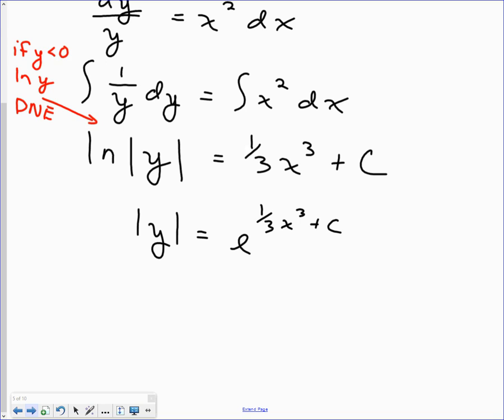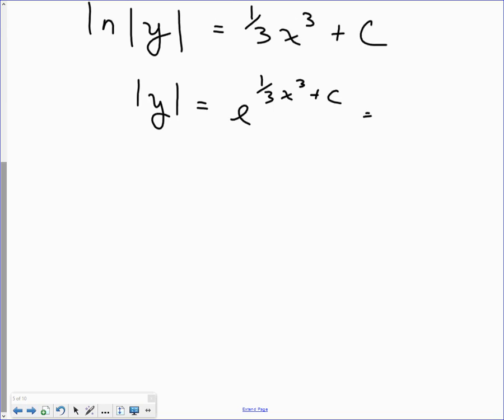Now, the exponent on the right-hand side is a little bit complicated, so we can break this up a little bit. We've got an exponent where we're adding two things together with that one base. We can change that so instead of adding things up in the exponent, we're actually multiplying two powers together. So this is e to the 1/3 x cubed times e to the c. Okay. Now, e to the c is just a number. It's e to some constant.